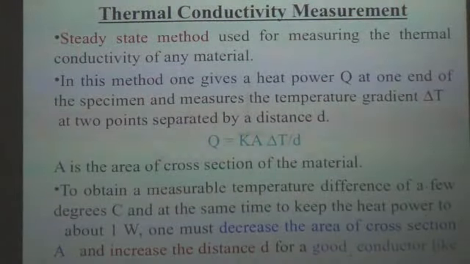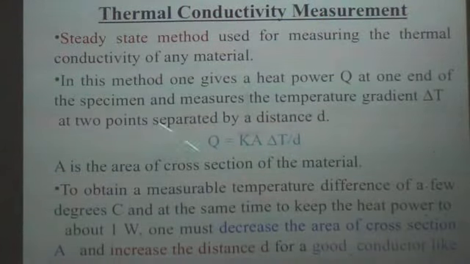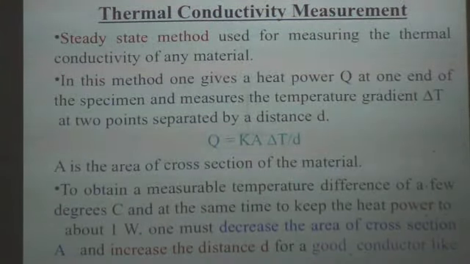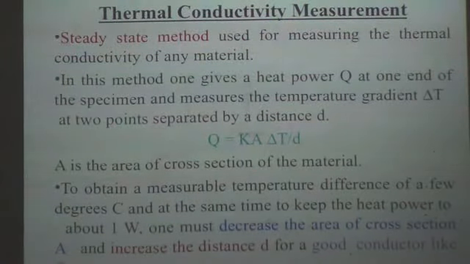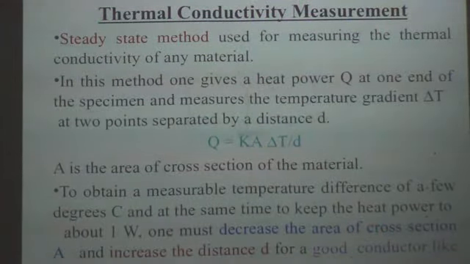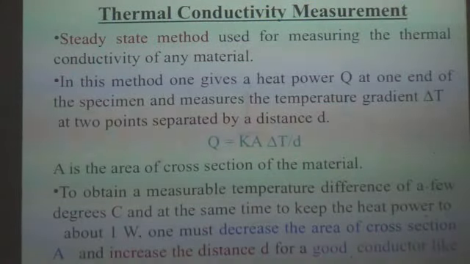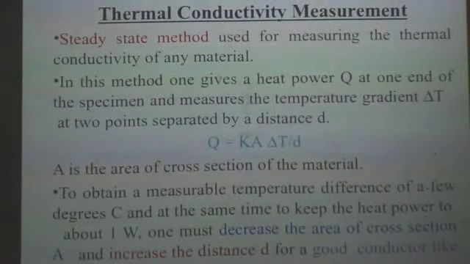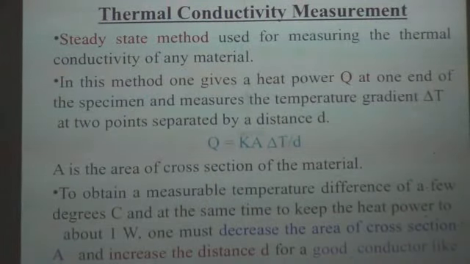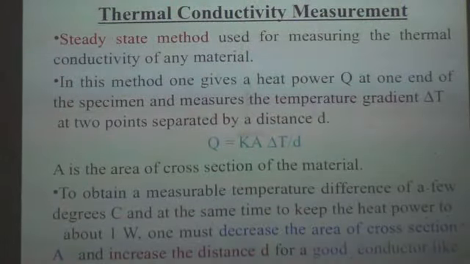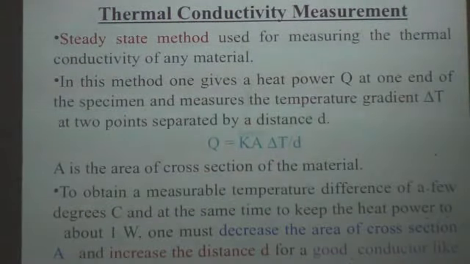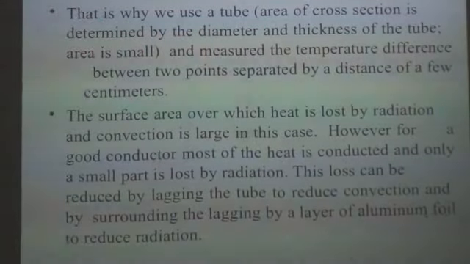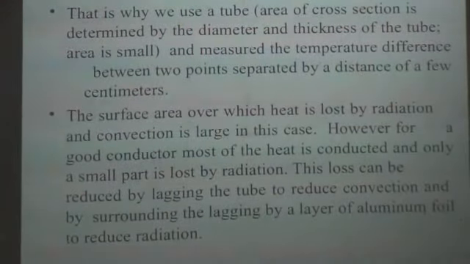Simply rearrange the terms and check this logic, that is why for this the area of cross section must be small. For poor conductors, we will argue later that the area should be large and the thickness should be small. That is why for poor conductors the samples are taken in disc form, where the area is large and the thickness is small. So to get an appreciable temperature difference, we take this one. That is why we use a tube.